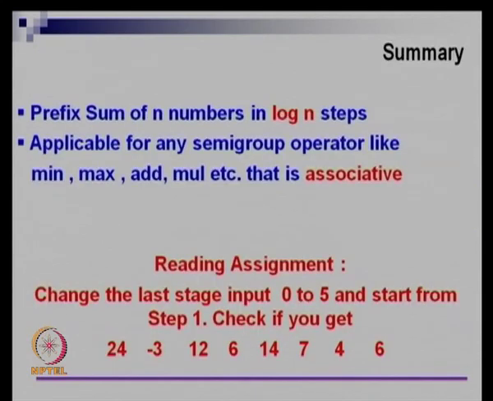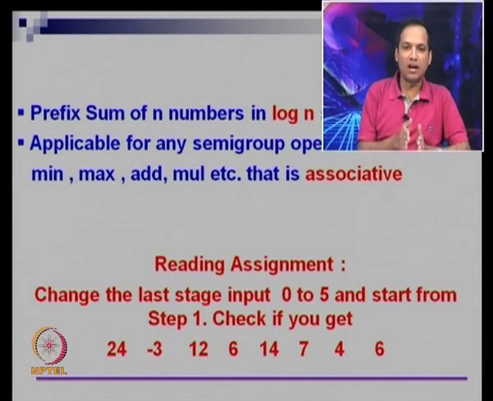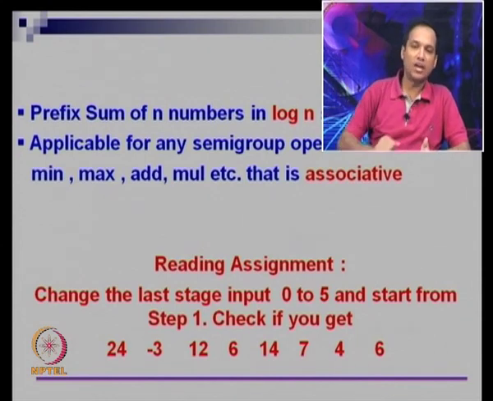So the summary is that the prefix sum of n numbers can be done in logarithm n steps, and you can do this for any operator like minimum, maximum, add, multiply and so on, as long as the operators are associative. So instead of asking for prefix sum, I can ask for prefix min. Prefix min is, at every location, the minimum of the elements from that location all the way to the right. Prefix max is the maximum of all the elements.